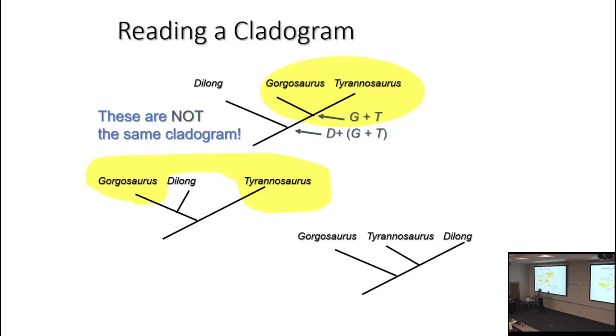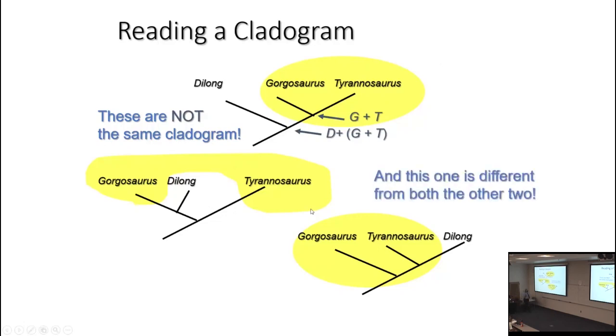Yes, I tried to trick you with that, and you got me. It is a third, mutually exclusive representation, because it's saying Tyrannosaurus and DeLong had a more recent shared common ancestor with each other than either did with Gorgosaurus, which contradicts this and this. This is different from the other two. In fact, these are the three potential mutually exclusive, what we call dichotomous, so that's two-way splitting, cladograms that are possible. There is no other option possible, assuming dichotomous splitting.